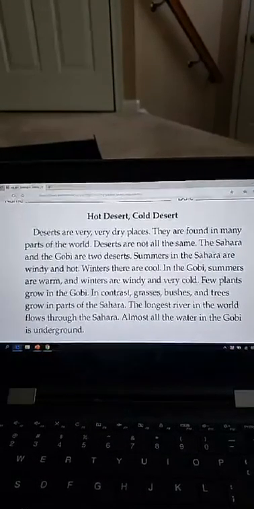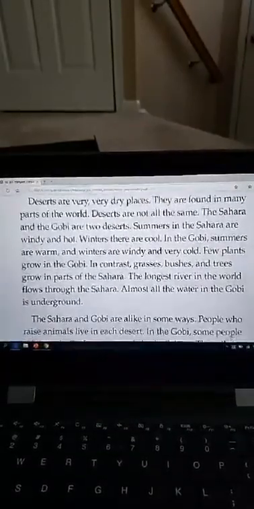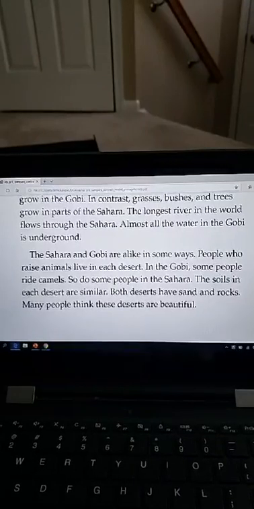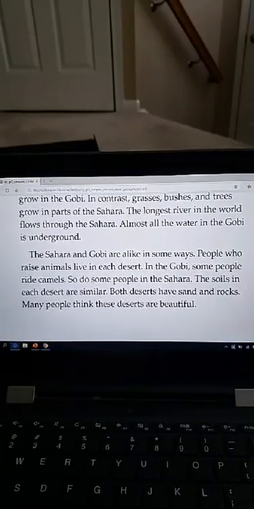Let's keep reading. The Sahara and Gobi are alike in many ways. People who raise animals live in each desert.